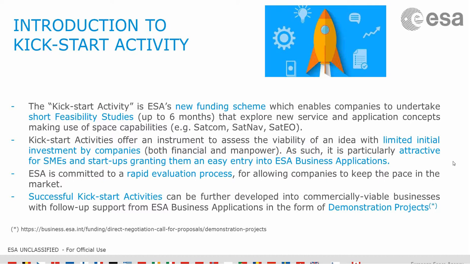We are committed to a rapid evaluation process, which means that typically after closing of the activity, we aim for an evaluation within 4 weeks and for contract placement within another 6 weeks starting from the evaluation. So approximately 10 weeks after the submission date, we expect companies to have a contract in place to start the activities. As this call will close on 23 January, this means that we expect activities and contracts to be placed for the beginning of April.